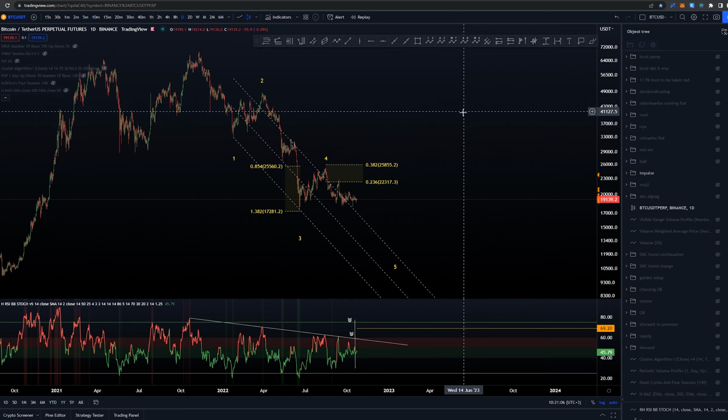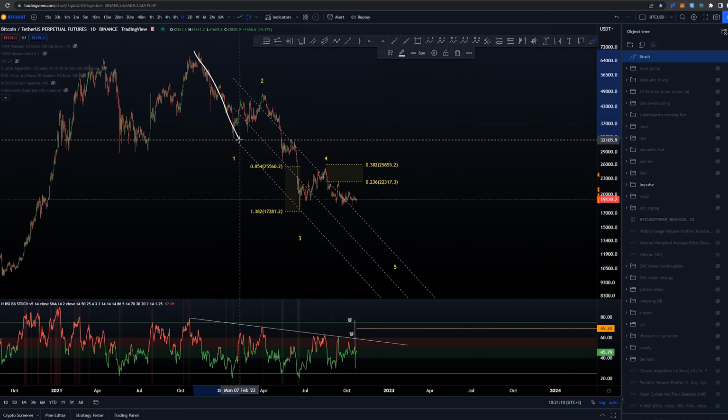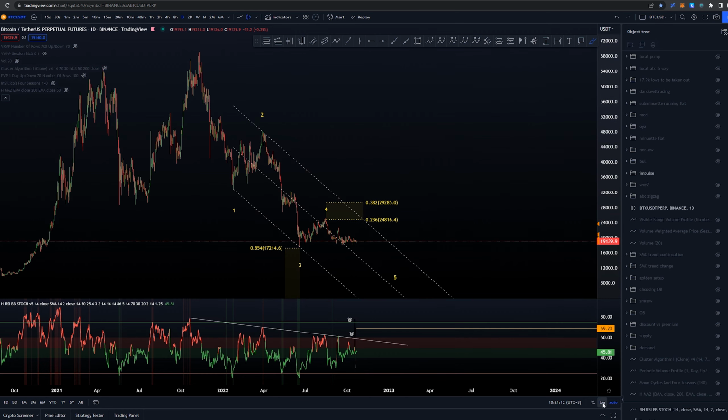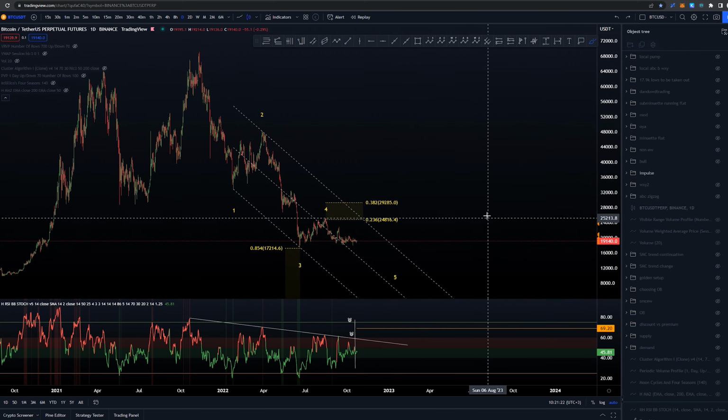Next structure, I want to go over this one as well. While this is possible as a 1, 2, 3 on the higher time frame, I don't think this is very likely because of the extensions. I'd rather have this as an ABC unless proven otherwise, just because the look is not there.